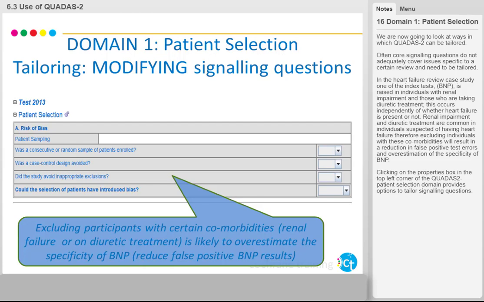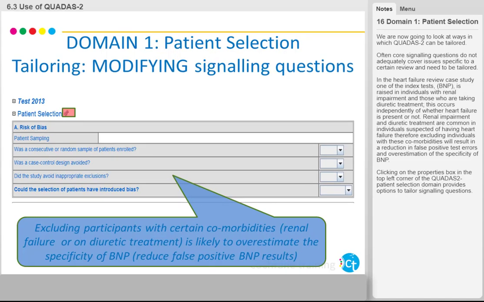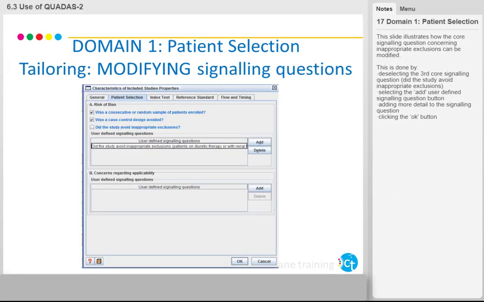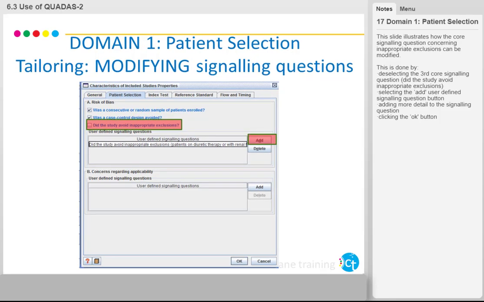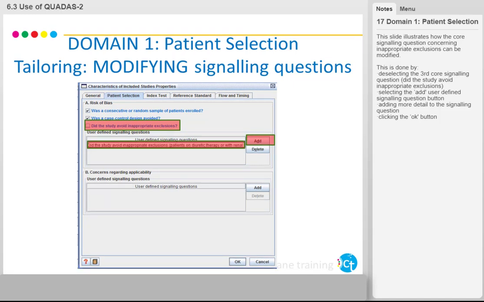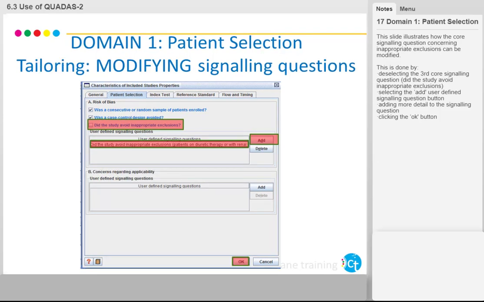Clicking on the Properties box in the top left-hand corner of the QUADAS-2 patient selection domain provides options to tailor signalling questions in this domain. This slide illustrates how the core signalling questions concerning inappropriate exclusions can be modified. This is done by deselecting the third core signalling question, did the study avoid inappropriate exclusions, selecting the Add User-Defined Signalling Question button, adding more detail to the signalling question, and clicking the OK button.